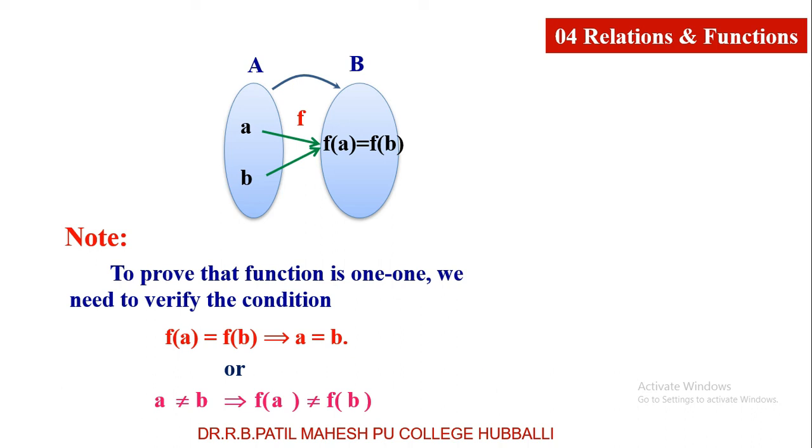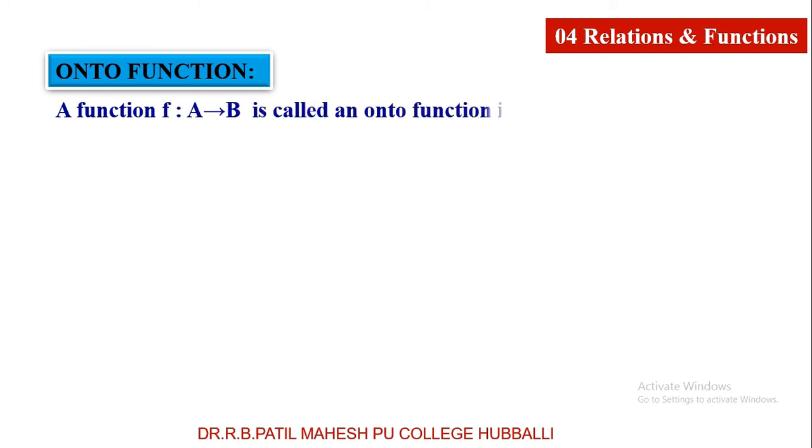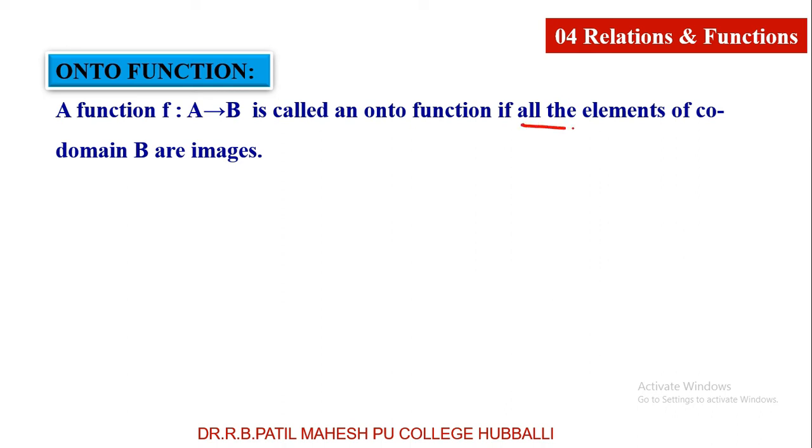Next, we'll move into the next type of function, that is onto function. Second type of function is onto function. A function f from A to B is called an onto function if, concentrate on the definition, if all the elements of the codomain, that is B, are the images.